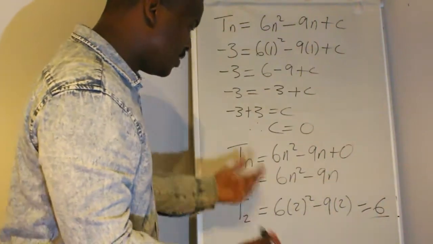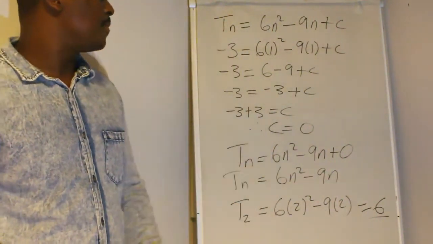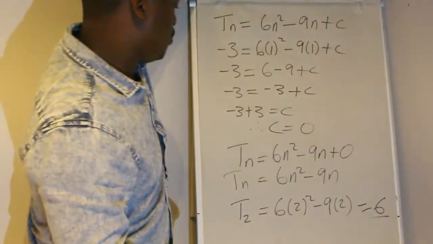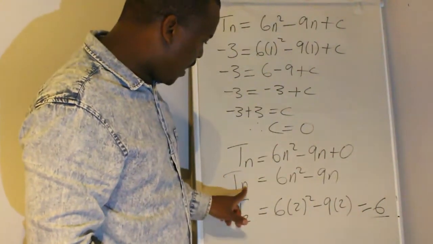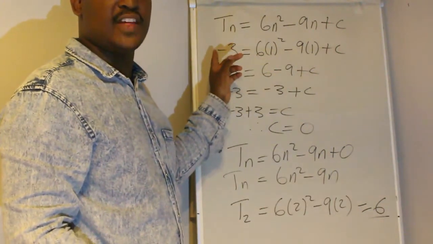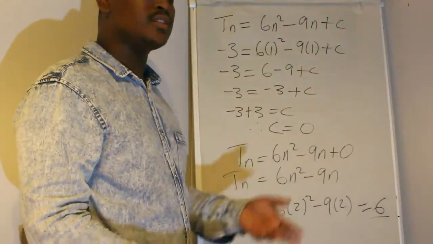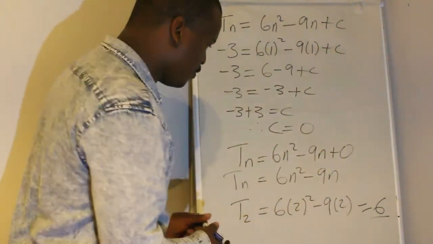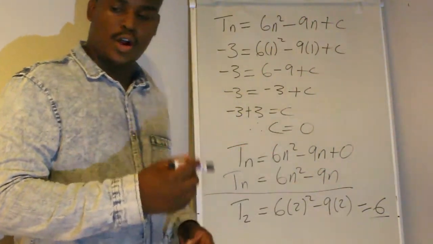You can do this for 1 as well. It should give out all the terms, which means if you substitute 1, it should give you the first term of the sequence, and if you substitute 2, it should give you the second term. You can test that. This is how you find the general term of a quadratic sequence. So I'm going to stop here.